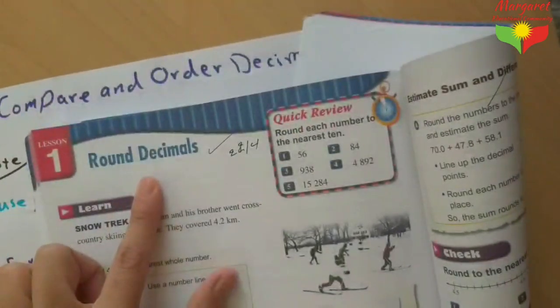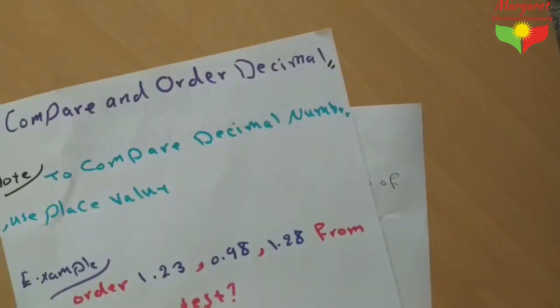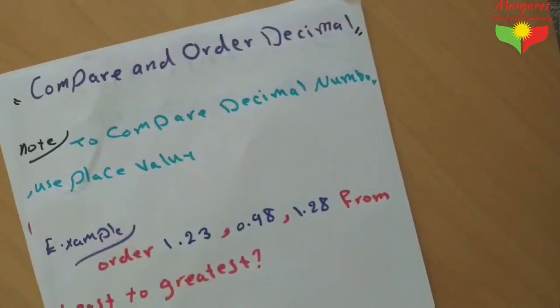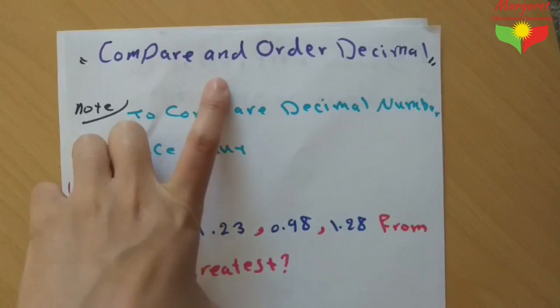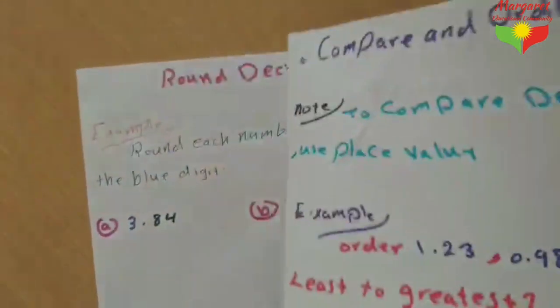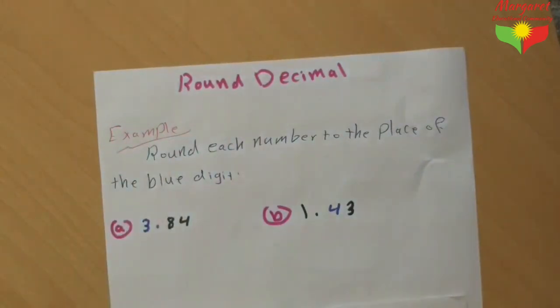in page 204. Also we talk about another subject. It's called round decimals. The first lesson we talked about compare and order decimals, and the second lesson we talked about round decimal numbers.